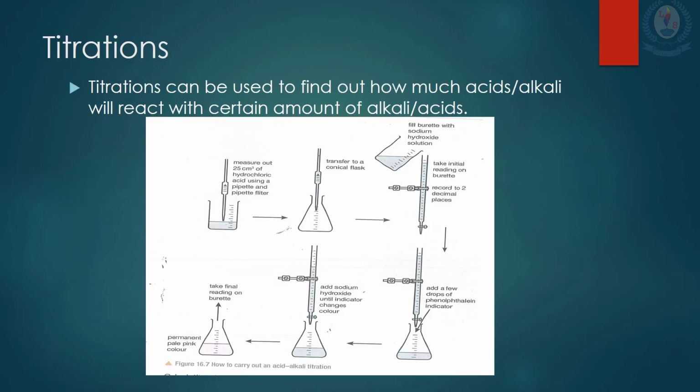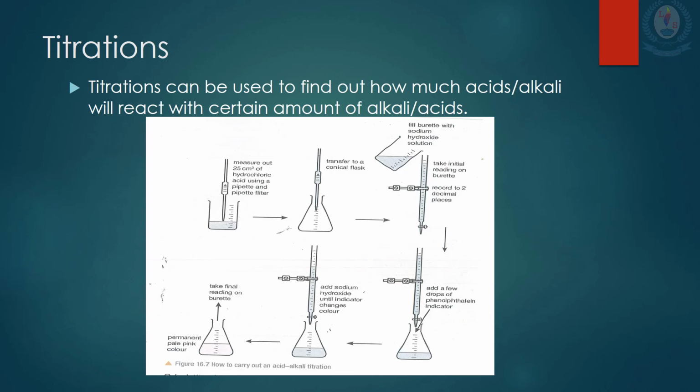Then titration. Titration is something we do in the laboratory. If we have an acid, and we know the volume and the concentration of the acid, we can use this acid to find the concentration of an unknown base. That is what we do in a titration. We have a conical flask and a burette. In the conical flask we put the acid whose concentration is known, and in the burette we put the base whose concentration is not known.